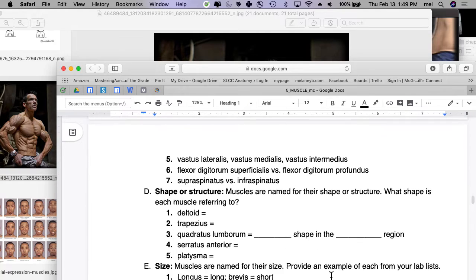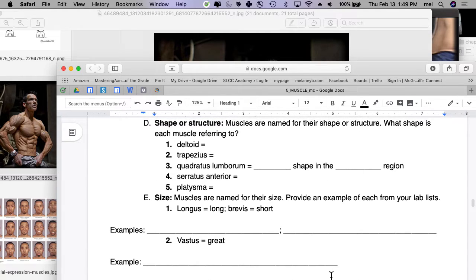Okay, and then sometimes muscles are named for their shape or their structure. And so, of course, the deltoid. Yeah, it's shaped like a triangle. And how many of us remember enough geometry to remember what a trapezoid is shaped like for the trapezius? Yeah, it's kind of like a diamond. So you got this big muscle back here that goes from here to here to here, big diamond on your back. That's the trapezius. That's why it's called that.